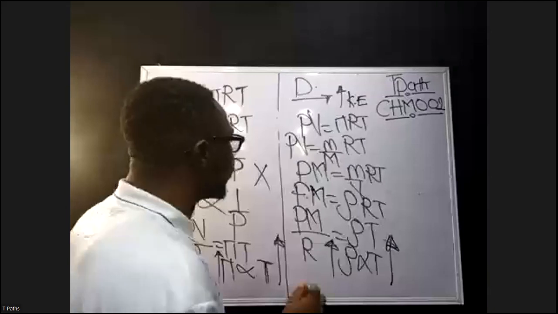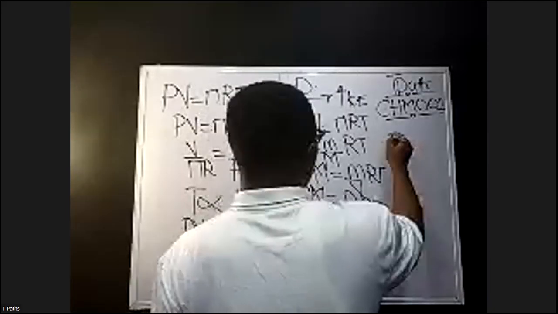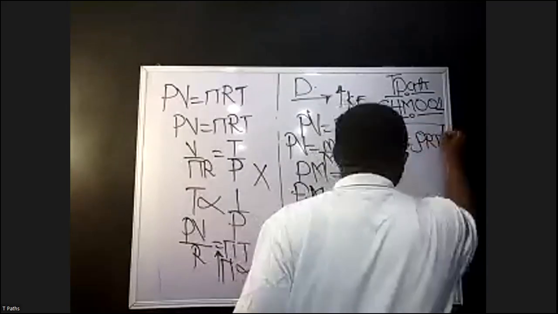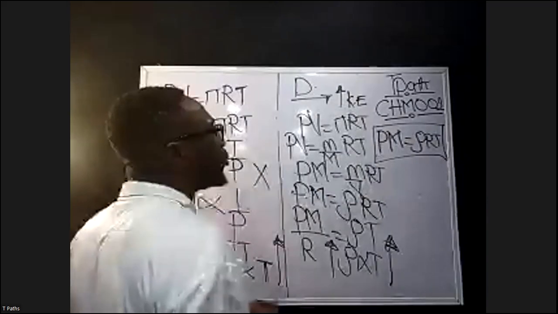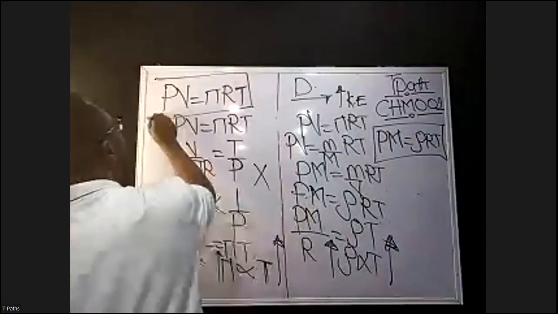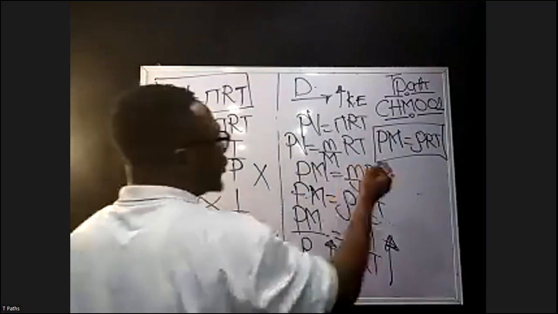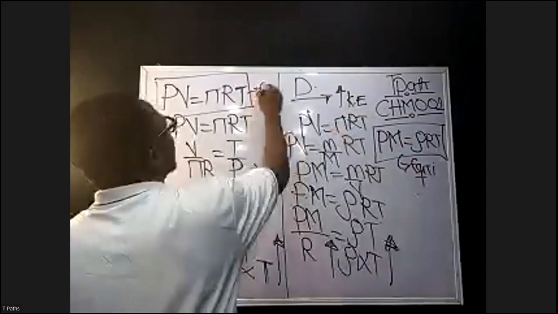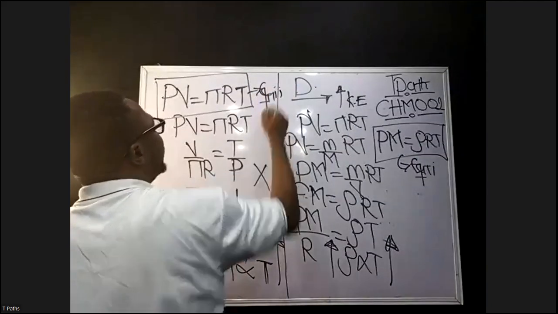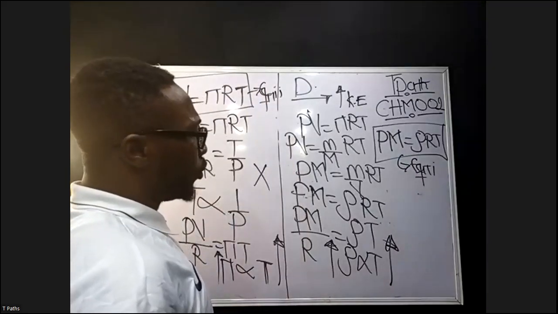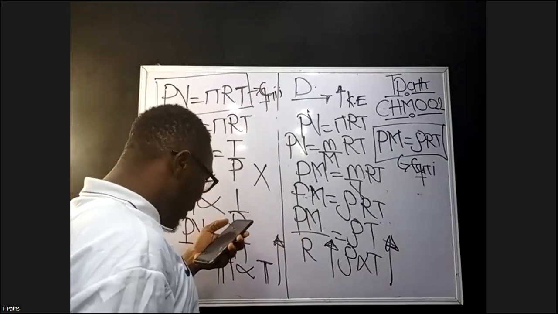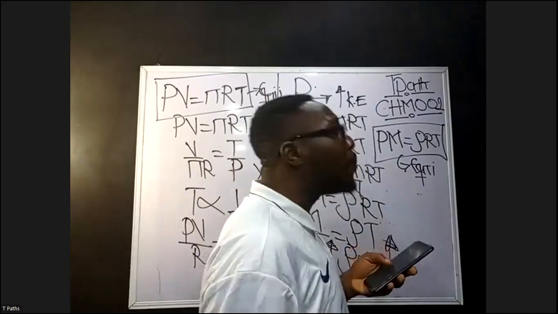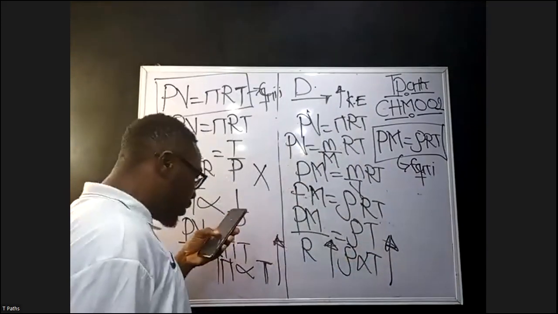Please, in your book, do me this favor. PM equals rho RT. Please circle this formula in your notes. It is a very important formula. Same with this too. In this course, let's call this equation I, and let's call this equation II. I might be asking for them.